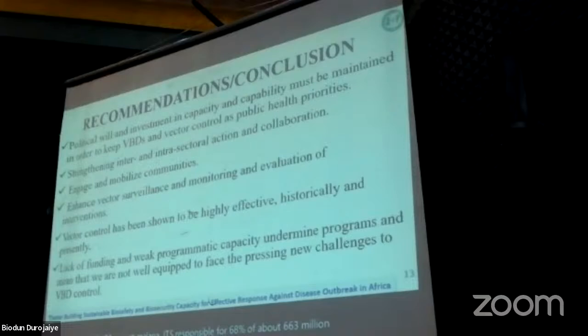Recommendations and conclusions. Political will and investment in capacity and capability must be maintained in order to keep VBDs and vector control as public health priorities. Strengthen inter- and intra-sectoral action and collaboration. Engage and mobilize communities. These are the stakeholders; sometimes we neglect them. Enhance vector surveillance and monitoring and evaluation of interventions.